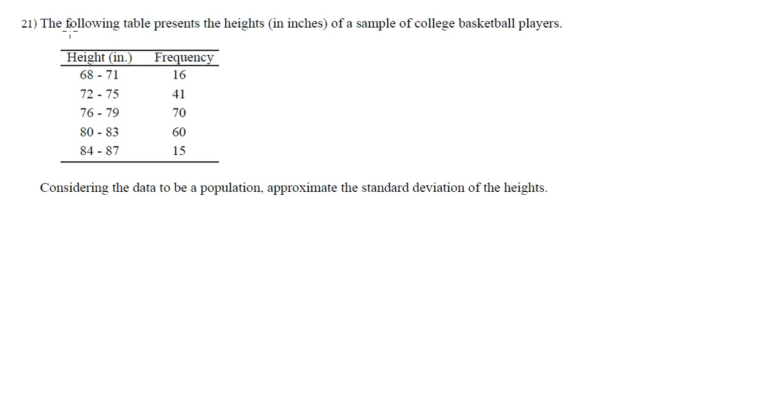Okay, number 21. The following table presents the heights in inches of a sample of college basketball players. So we've got the height in inches, 68 to 71 inches, 16 people, 72 to 75 inches, 41 people, etc. Considering this data to be a population, approximate the standard deviation of the heights. So this is a population, so we're approximating sigma, the population standard deviation.